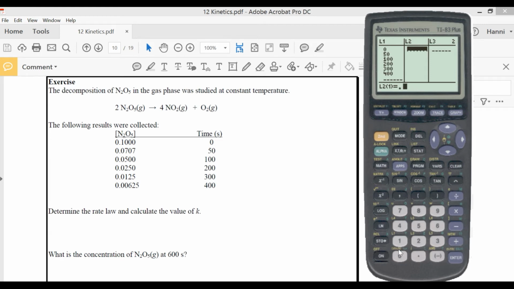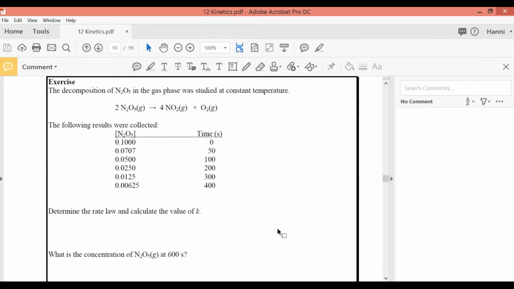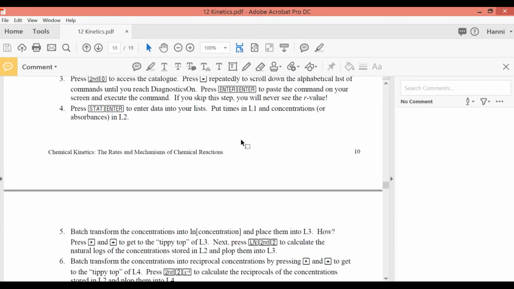So 0.1, enter, 0.0707, enter, 0.05, enter, 0.025, enter, 0.0125, enter, and then last but not least 0.00625, enter. Easy peasy. Alright, let's scroll back down.